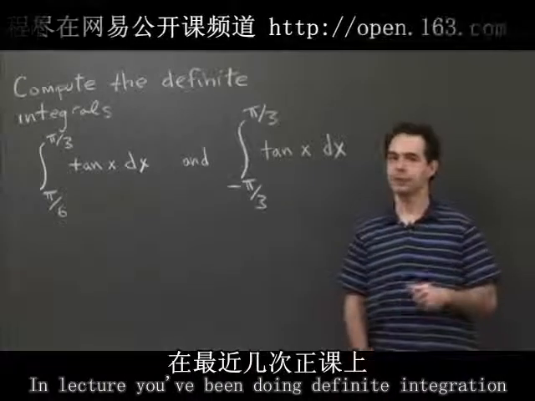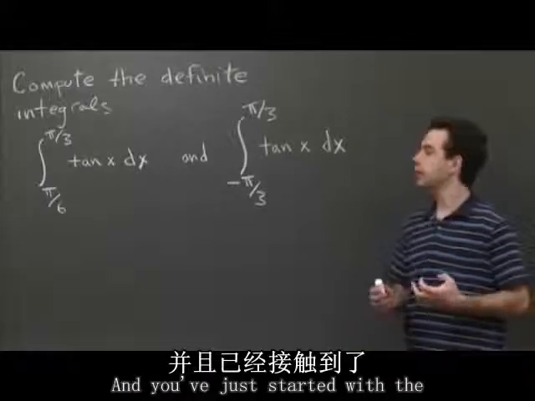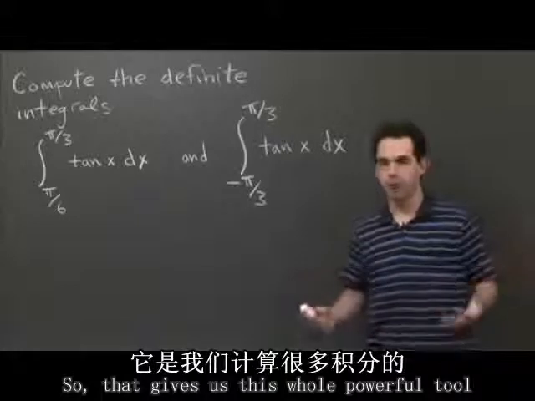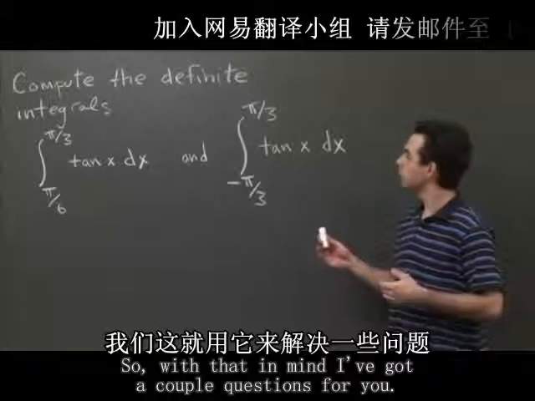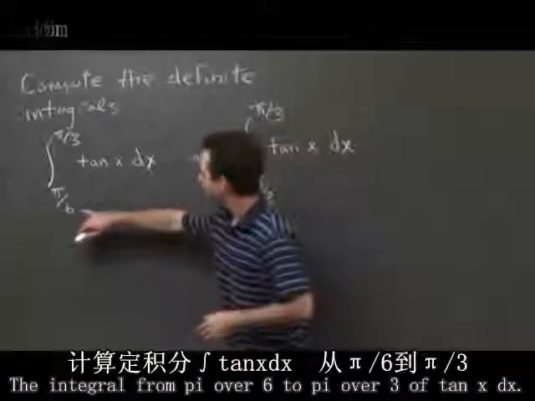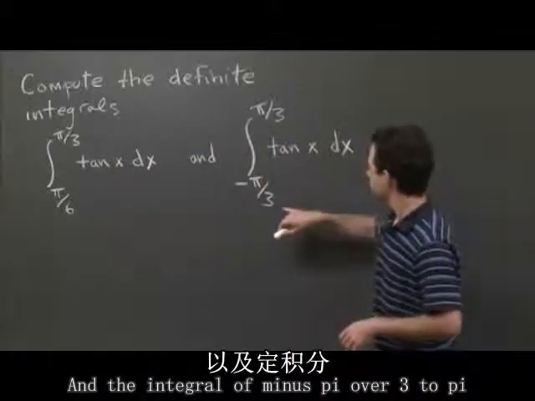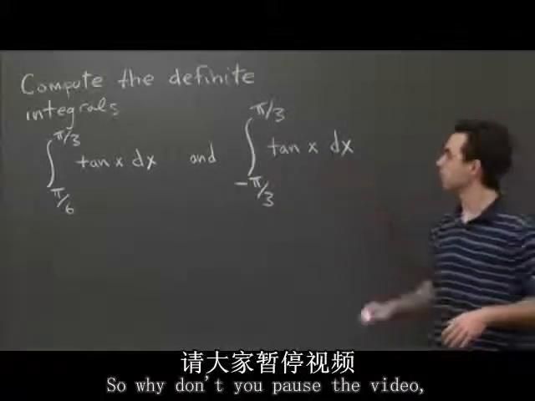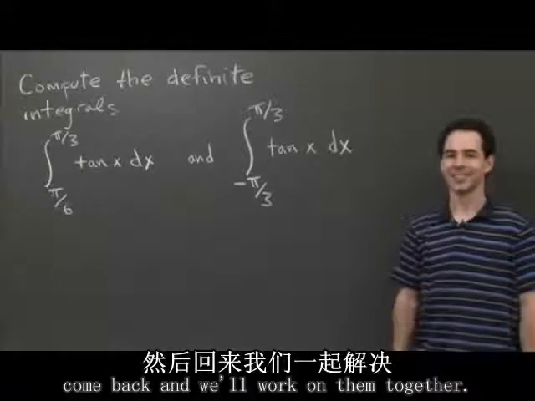In lecture, you've been doing definite integration for the last couple of lectures, and you've just started with the fundamental theorem of calculus. So that gives us this whole powerful tool to compute a bunch of integrals. So with that in mind, I've got a couple questions for you. Compute the definite integrals: the integral from pi over 6 to pi over 3 of tan x dx, and the integral from minus pi over 3 to pi over 3 of tan x dx. So why don't you pause the video, take a couple minutes to work on those, come back, and we'll work on them together.